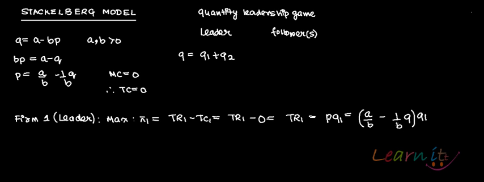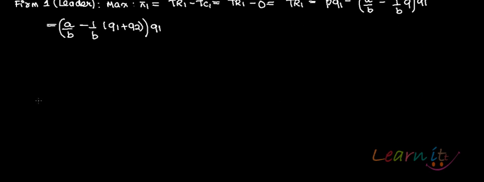This is a leader follower game. There has to be some follower in this case. If you maximize just this initially, since there was no follower, it is equivalent to a monopoly situation. Once you open this out, what you will have is eventually A by B minus 1 by B, and in place of Q you have to write Q1 plus Q2, whole into Q1. But what is Q2 here, if there is no firm 2, no follower? So we'll have to figure out that Q2 first.